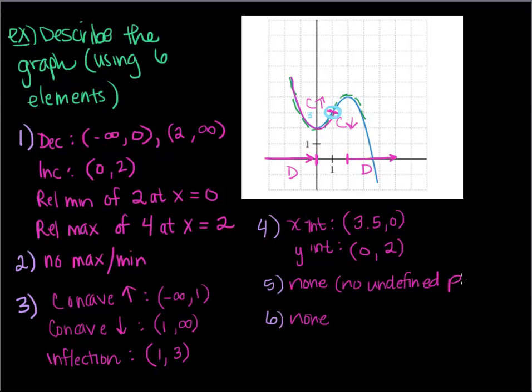You want to make sure your reader knows what you're talking about, right? And your reader is me, and I give you points. So you should tell me, what does the none mean? It says no undefined points. What does this none mean? This means no asymptotes.